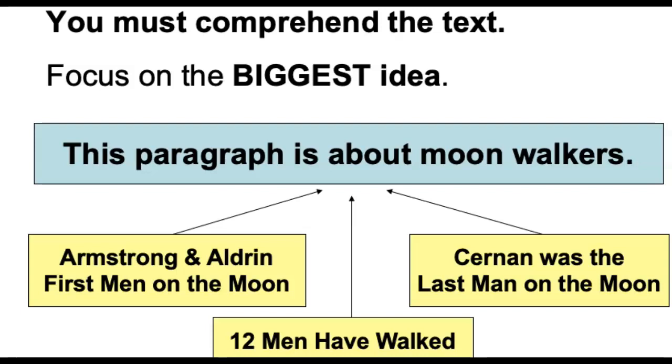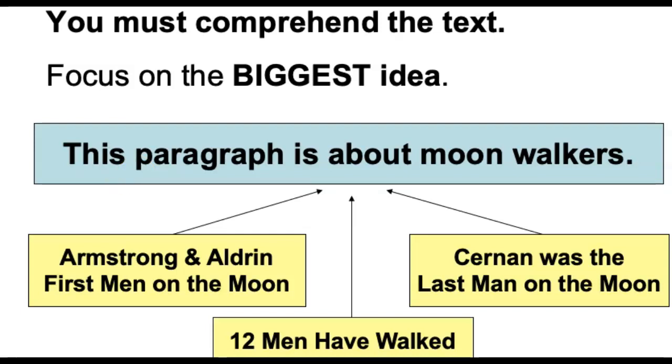All right, so we have Armstrong and Aldrin were the first people to walk on the moon. Cernan was the last man on the moon, and 12 men in total have walked on the moon. So we know those to be our facts. If we're looking for the main idea, what would it be? Right here, it's about moonwalkers. The main idea is about people who have walked on the moon.